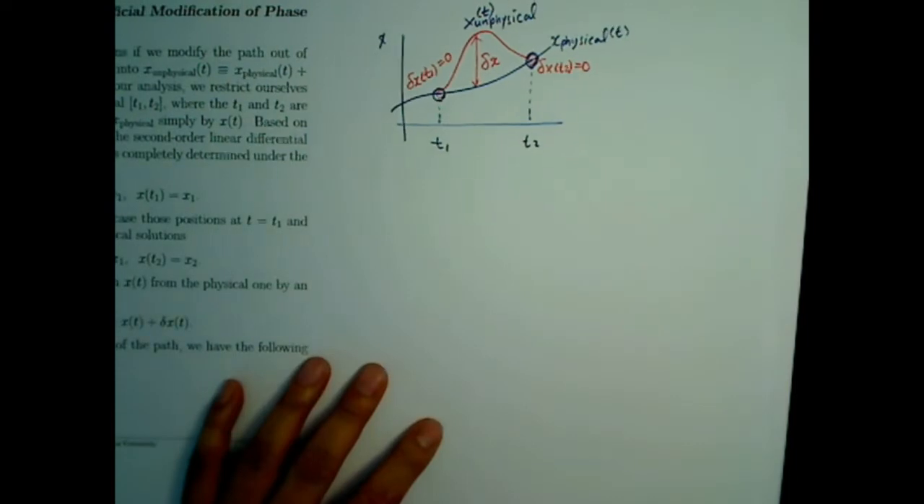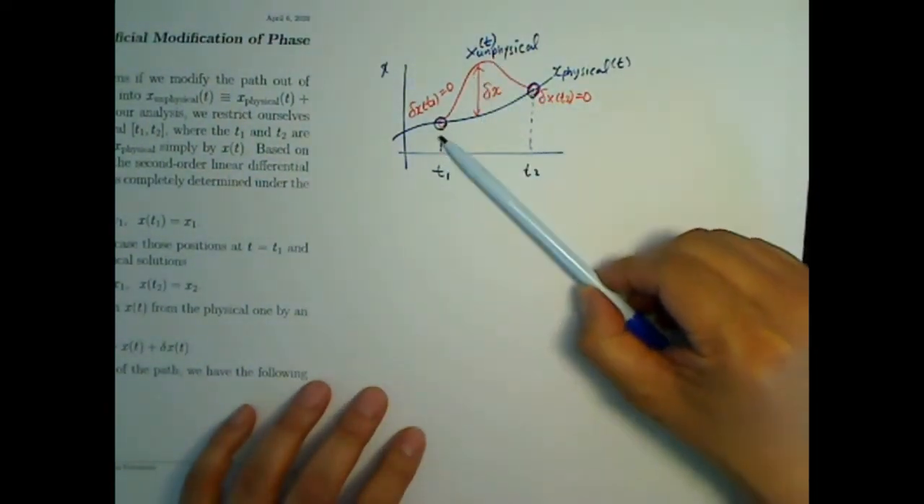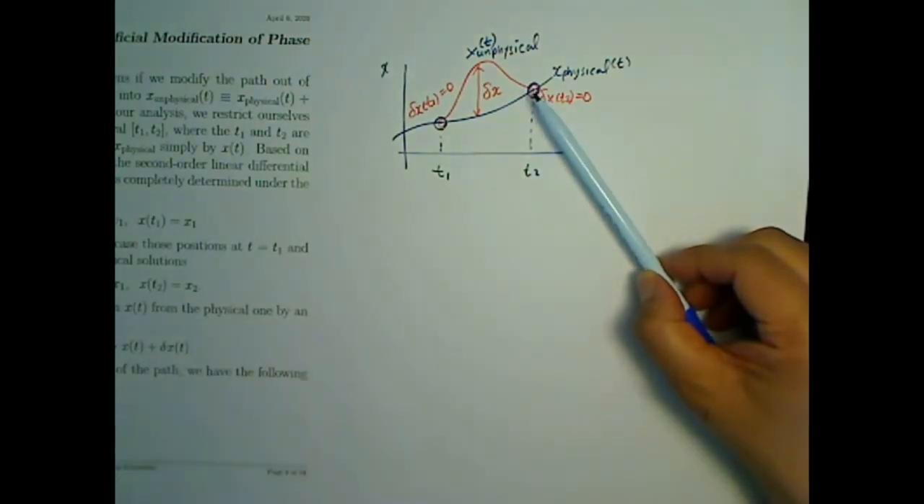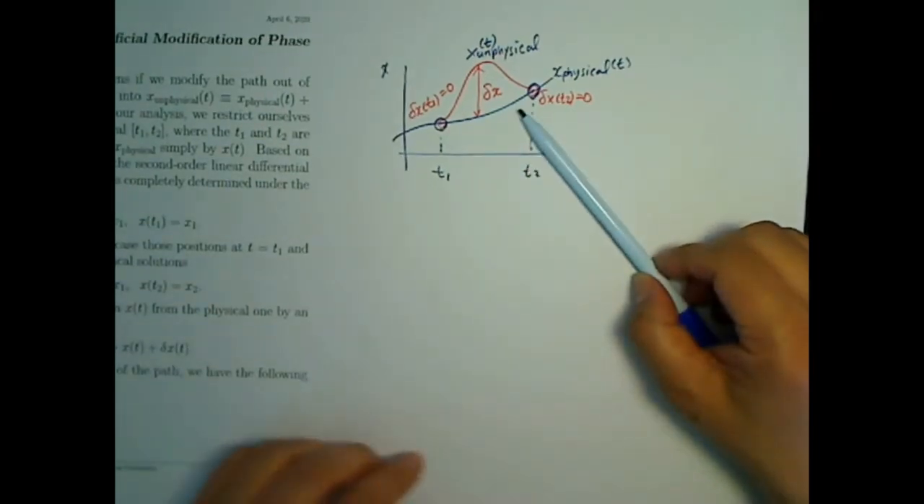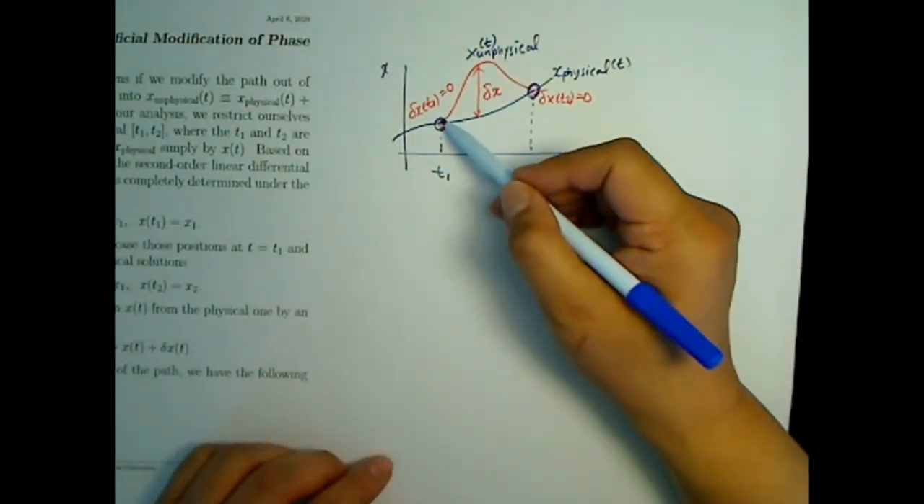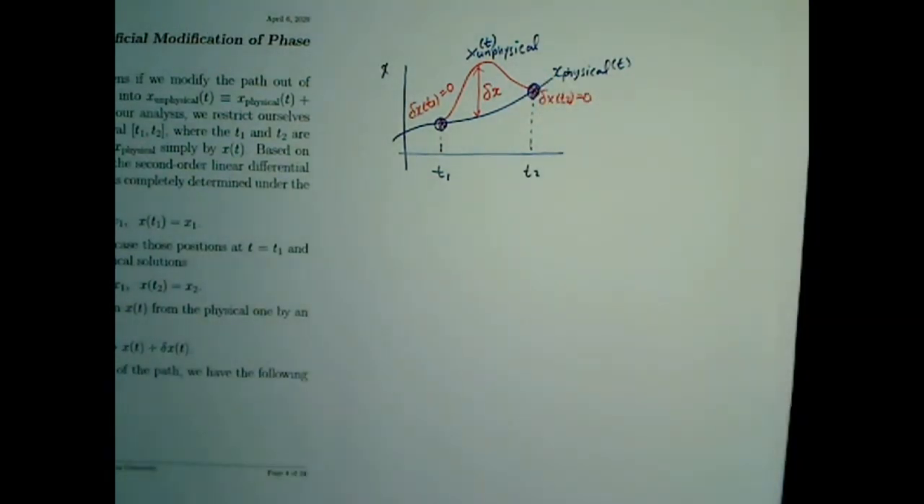The variation of the path from the physical path to the unphysical path should be continuous, and it should be differentiable to carry out the analysis. And an additional restriction is that both endpoints have fixed values for the variation. So delta x at the endpoints must vanish.